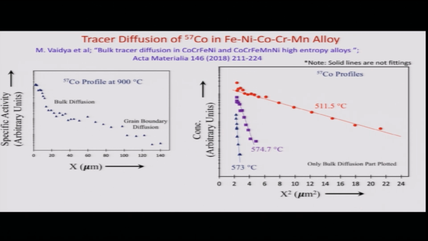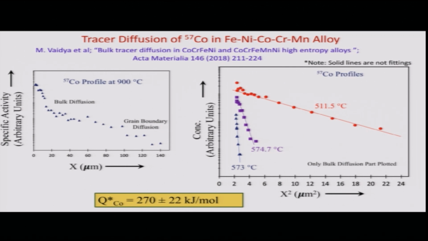We can see this data can be fitted with a straight line, and hence the tracer diffusion coefficient of cobalt can be determined in this alloy. This I have shown in the iron nickel cobalt chrome manganese alloy. Now, since cobalt is also a part of the host lattice, this will be referred to as self tracer diffusion coefficient of cobalt in this particular high entropy alloy. With this, they determined the activation energy of cobalt to be 270 kilojoule per mole.